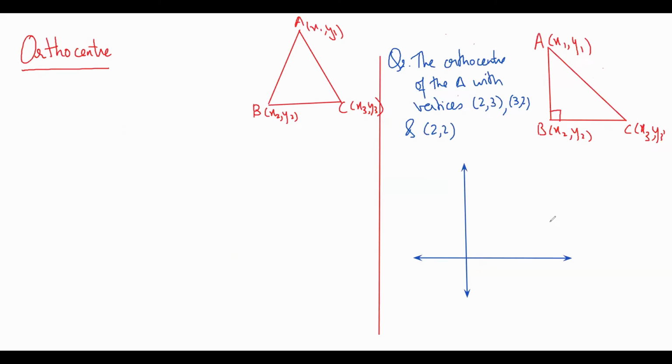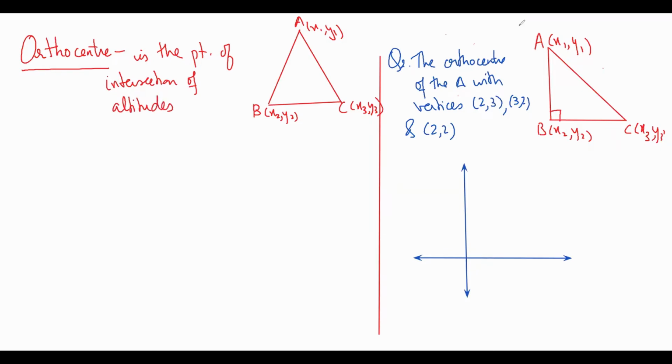What is the orthocenter? First of all, you should know the definition, because this definition will help you to find the answer from the options. And ortho always stands for perpendicularity. Therefore, the orthocenter is the point of intersection of altitudes.